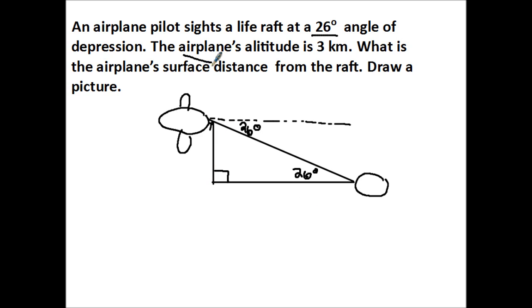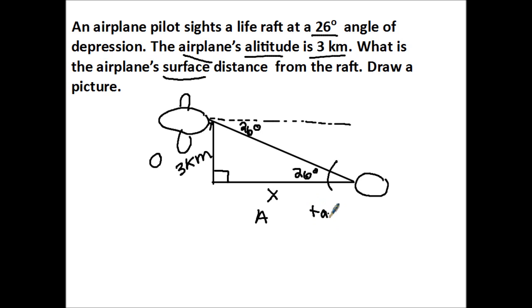What does it mean by the airplane's altitude, 3 kilometers? What would I label 3? Well, that means the distance above the ground, so this would be 3 kilometers. It says, what is the airplane's surface distance from the raft? The keyword right here was surface, right? So we want to know, what is this distance along the surface to the raft? So here would be my answer. I'm looking at my triangle and this angle here. Which trig function would I need to use? Well, this one would be opposite, and this would be adjacent. So that would be a tangent problem.